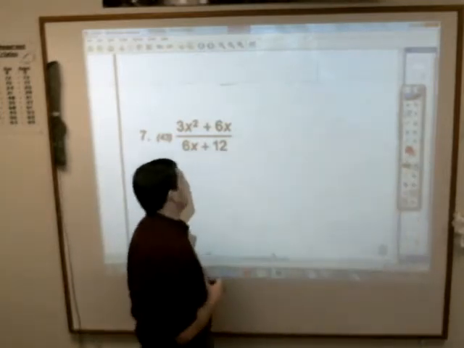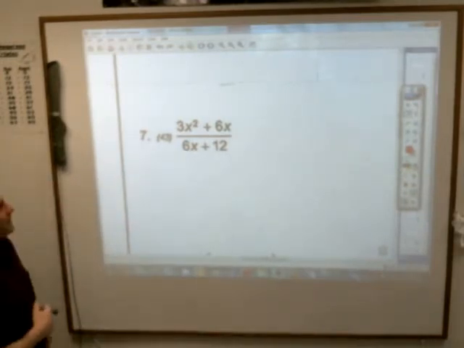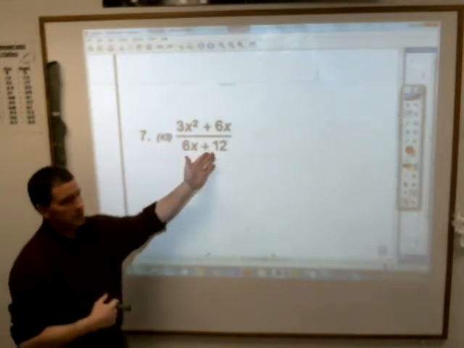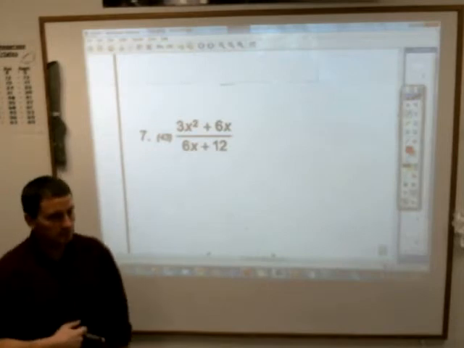Here's the deal with problem number 7. Again, remember, you are not allowed to just cross things off. You probably should have a piece of paper or something, or at least figuring out the thing here.